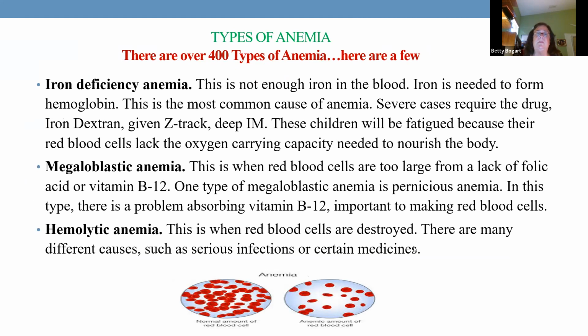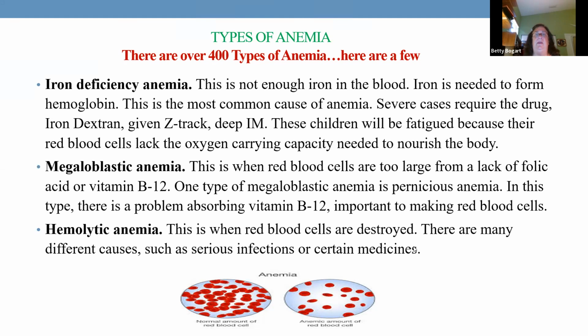Now, anemia. The most common is iron deficiency anemia, and it means that your dietary intake is not getting enough iron. So what do we do? Well, we can change the diet, or we can give medication orally, or sometimes we have to give iron dextran, and we give it deep IM Z-Track. And why Z-Track? Well, iron dextran is dark brown orange and stains skin, number 1. And number 2, it burns. So we want to give it deep IM so the medication stays inside where we're giving that IM injection.